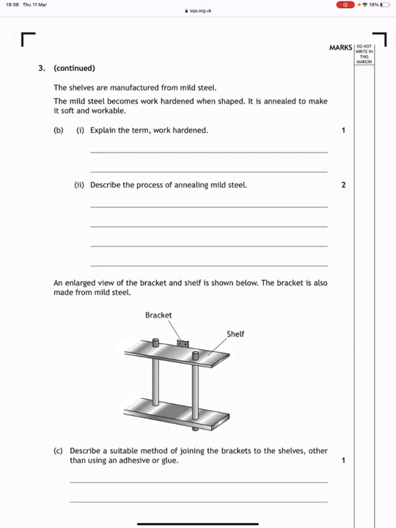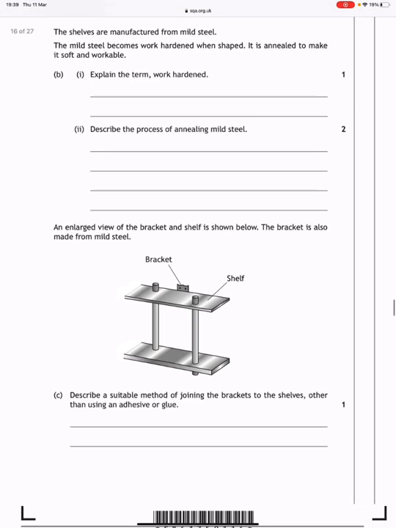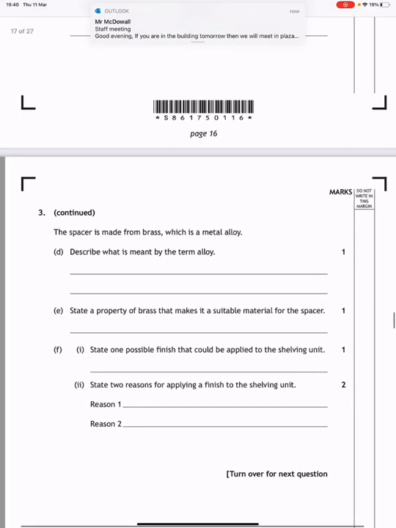And a large view of the bracket and shelf is shown below. The bracket is also made from mild steel. Describe a suitable method of joining the brackets to the shelves other than using an adhesive or glue. Right, well you could have riveted these. You could use rivets, you could use screws, machine screws, it could be welded, it could be brazed, which is a hard soldering technique. Any of these methods would be acceptable.